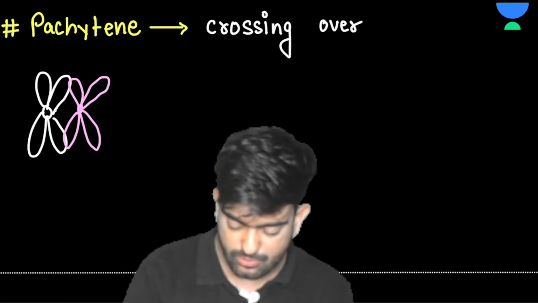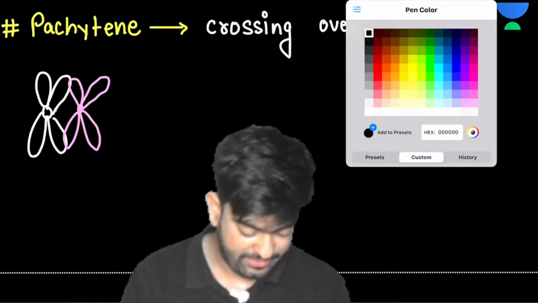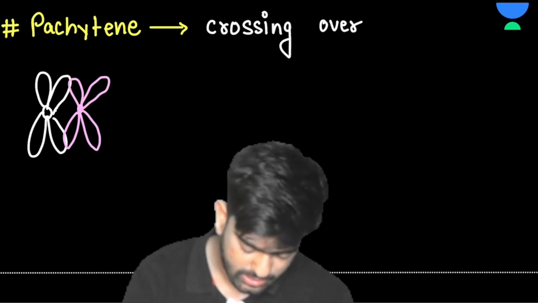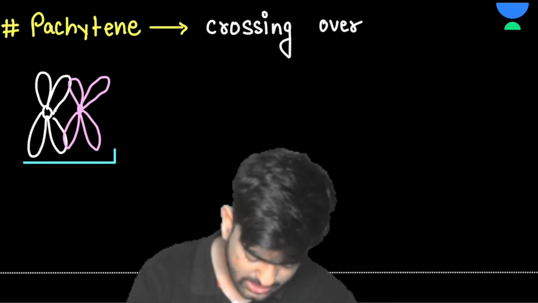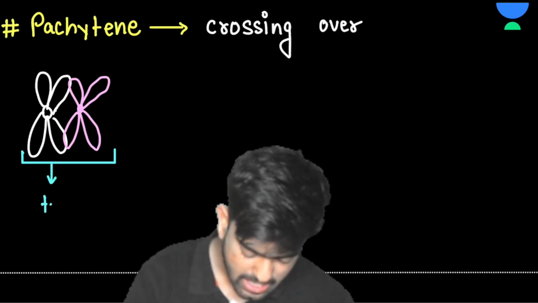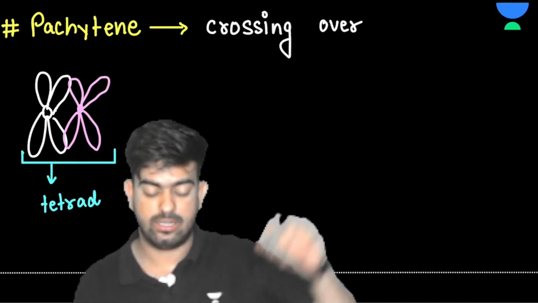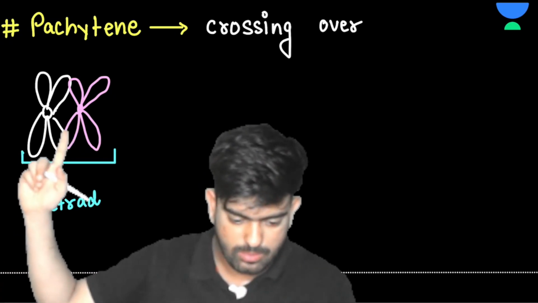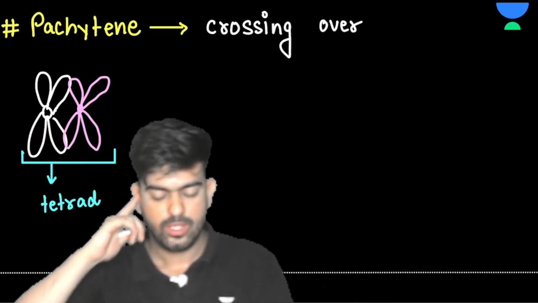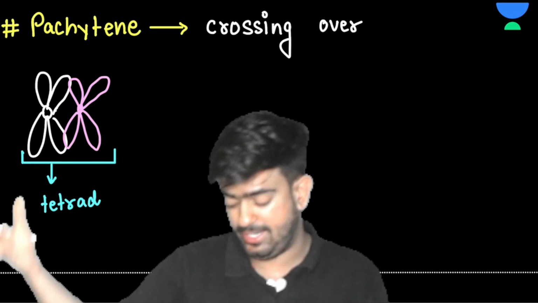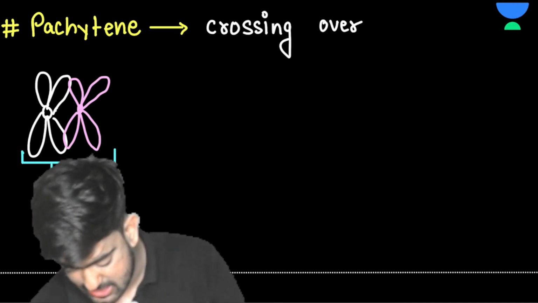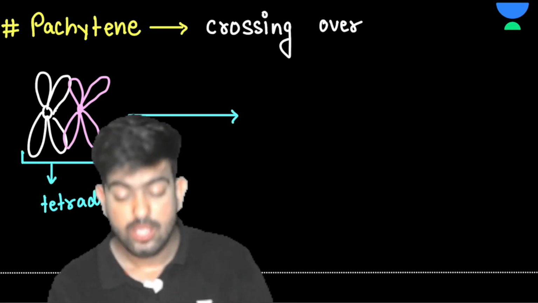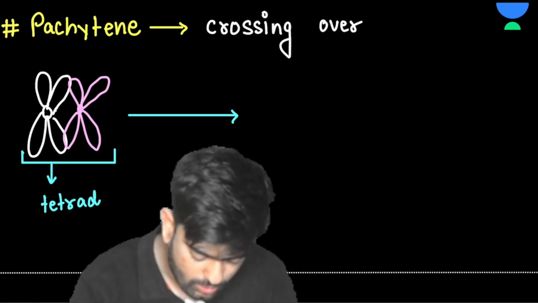Now we are going to do the crossing over. Can you see the tetrad? This whole structure is a tetrad, because we can easily see 4 chromatids here: this one, this one, this one, and this one. Four chromatids means tetrad. Now what happens here is that they are going to do some mix and match. They are going to perform crossing over.